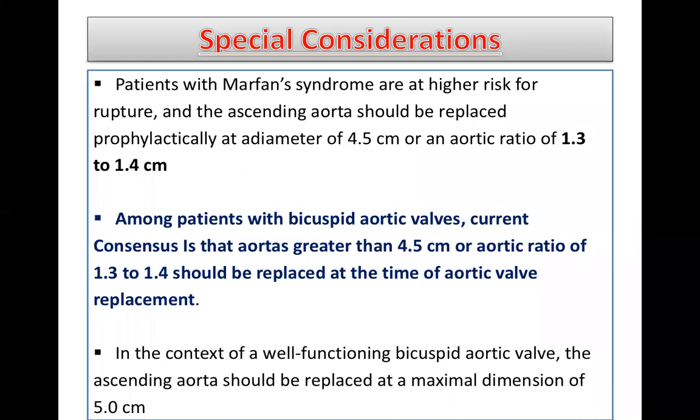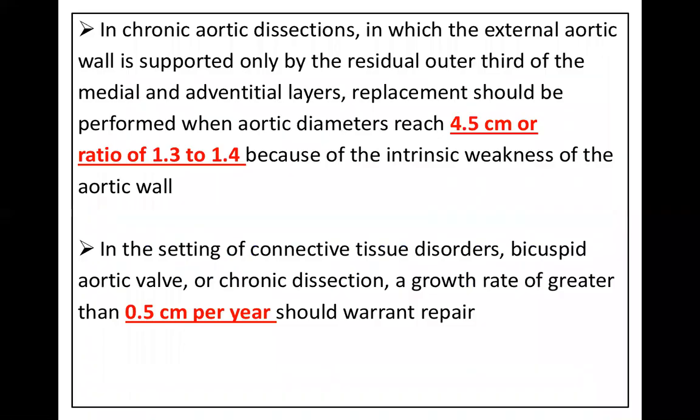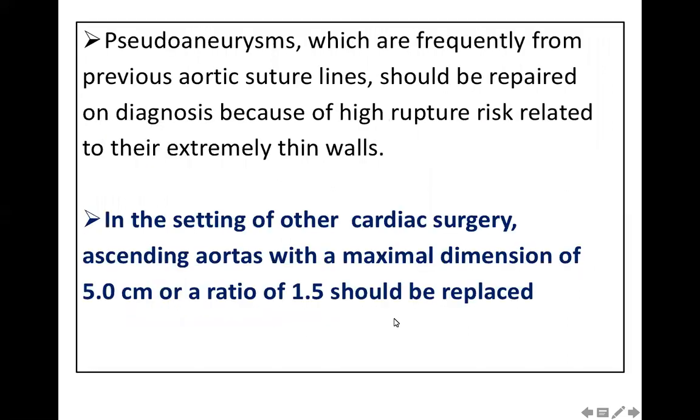In the context of a well-functioning bicuspid valve, the ascending aorta should be replaced at a maximum dimension of 5 centimeters. In chronic aortic dissection, in which the external support is only by the residual outer third of the medial and adventitial layer, replacement should be performed at a diameter of 4.5 or ratio up to 1.4 because of the weakness of the aortic wall. In the setting of connective tissue disorder or bicuspid aortic valve, a growth rate of 0.5 should warrant the repair.